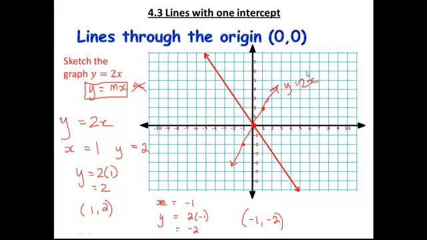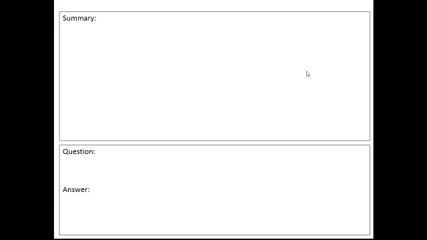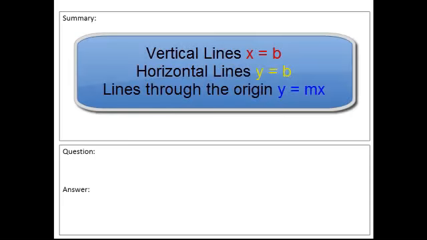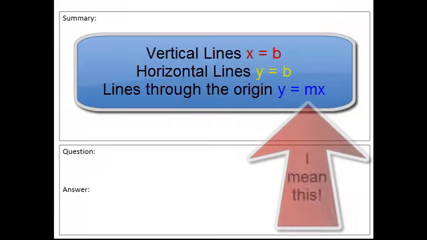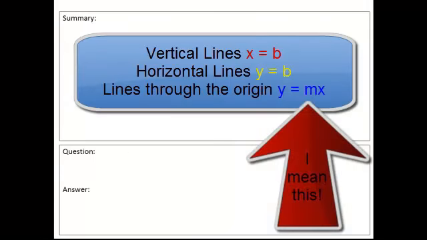Okay, so in this video, we have covered 3 different types of lines that only have one intercept. We've first talked about vertical lines, and those are always in the form x is equal to something. Then we talked about horizontal lines, and those are always in the form y is equal to something. And then we talked about lines that go through the origin, and those are always in the form y is equal to mx.